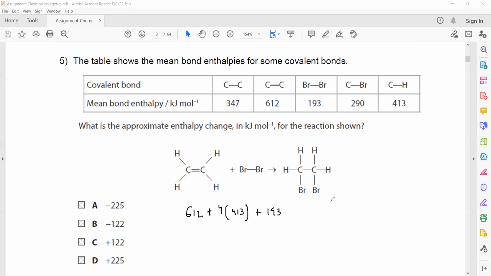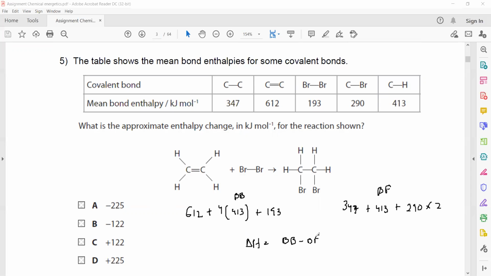That's the bond breaking. Bond forming, we are forming carbon-carbon, so 347. We are forming C-H bonds, 413, and we are forming C-Br bonds, 290, but they are multiplied by 2. So that is the bond forming energy. This one is the bond breaking. To get the enthalpy change, it is bond breaking minus bond forming.